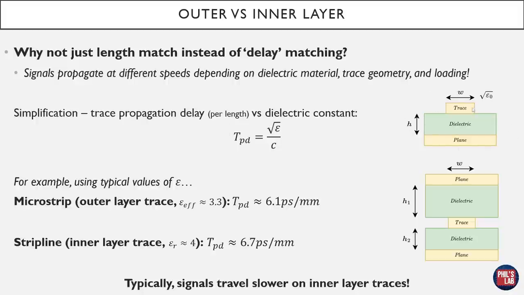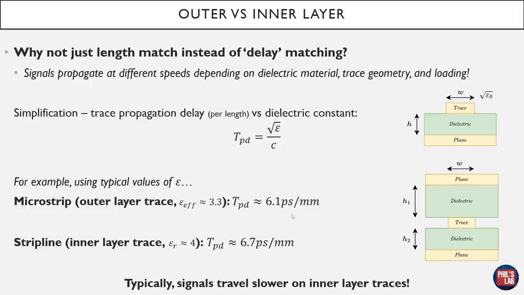The top right shows a microstrip trace, so an external layer trace. We have a trace, we have a dielectric, and then we have a reference plane below. Below that, we have a stripline trace, which is an inner layer trace. We have a plane above, a plane below, a trace in the middle, sandwiched between two dielectric materials. These could have the same dielectric constant or different dielectric constants. Depending on these arrangements, depending on the trace geometries, the dielectrics, we will get different values for epsilon.